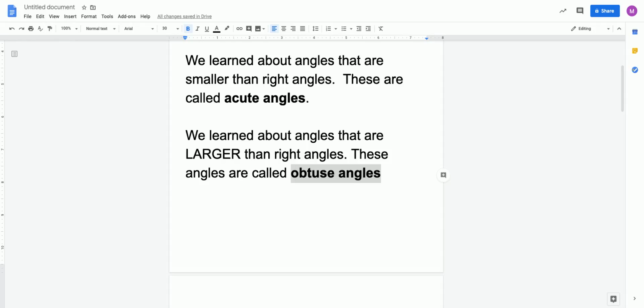Here's our right angle. Here is an angle larger than a right angle called an obtuse angle. And here's an angle smaller than a right angle. Can you pause the video and practice drawing these kinds of angles in your math notebook? When you're ready, start it back up again.